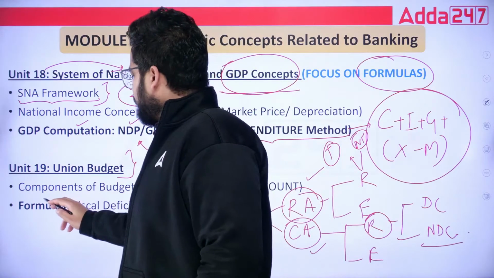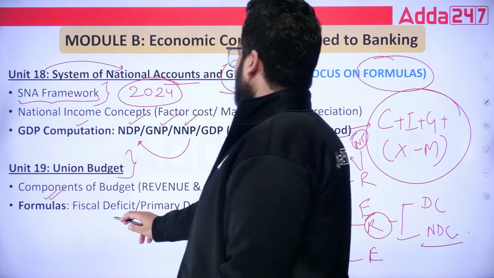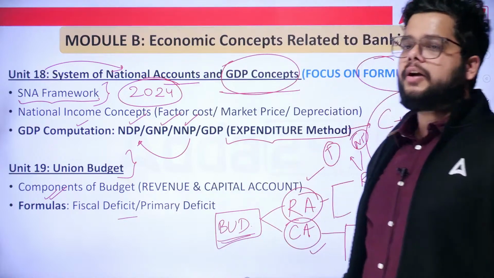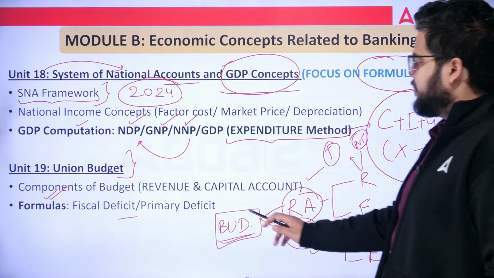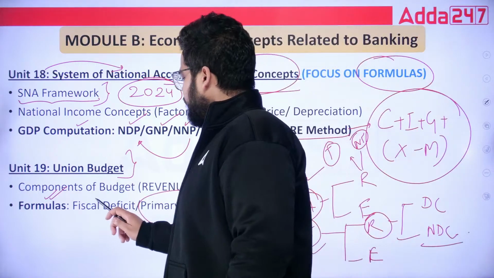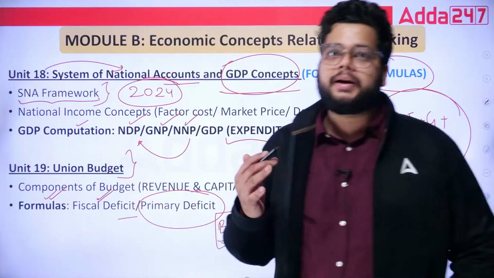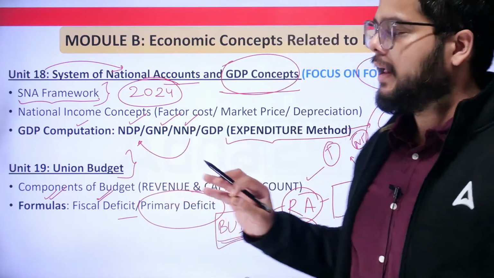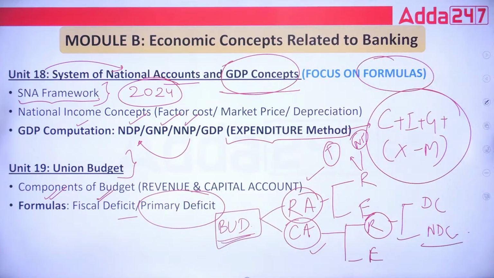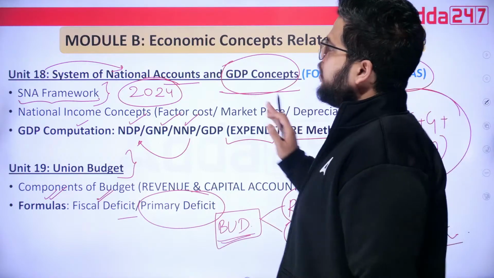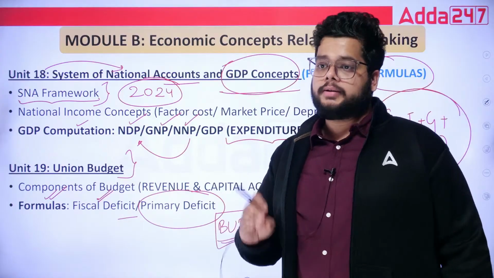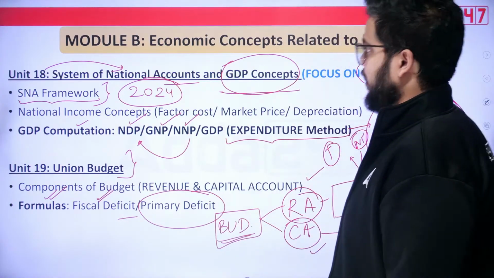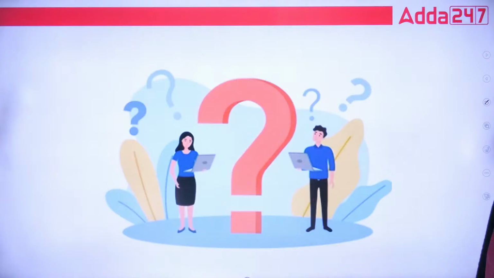Then formulas of the union budget, very important. Formula for fiscal deficit. Fine, whether you have to add the interest payments in the primary deficit or not. In fiscal deficit, what you have to subtract, all these minute details you cannot ignore. Okay, so yes, formulas are very important. In module B, the entire module B, you will find a good number of questions based on formulas as well. Okay, so yes, this was it for your module B high yielding topics discussion.